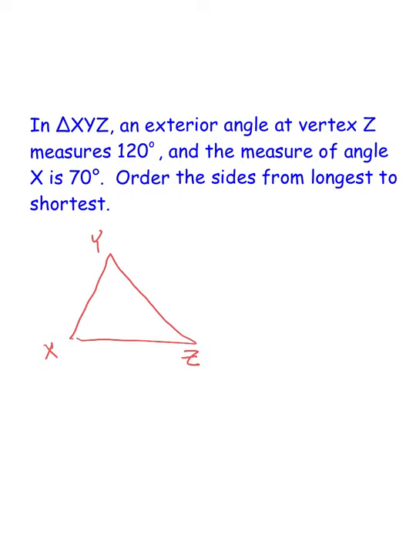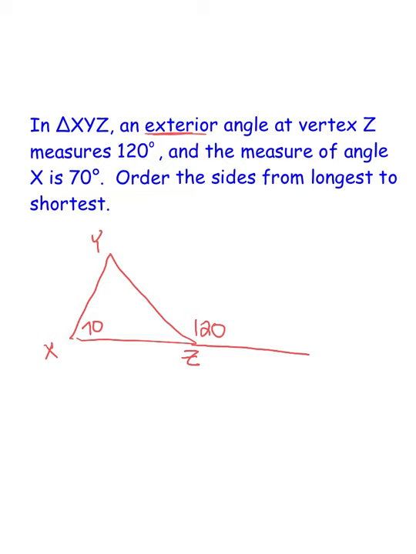It says an exterior angle, exterior means outside, at vertex Z, so here outside angle, measures 120 degrees. And the measure of angle X is 70. This is 70. It says order the sides from longest to shortest. So the first thing I need to do is find the missing angles.